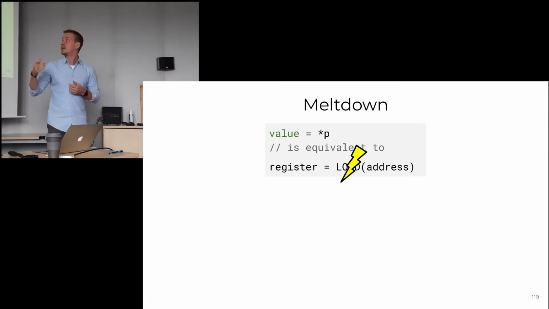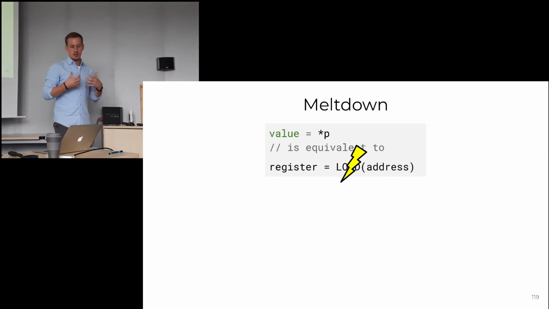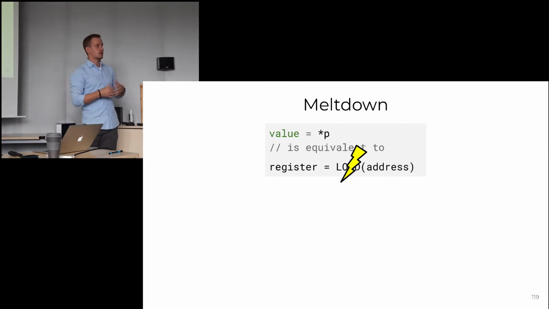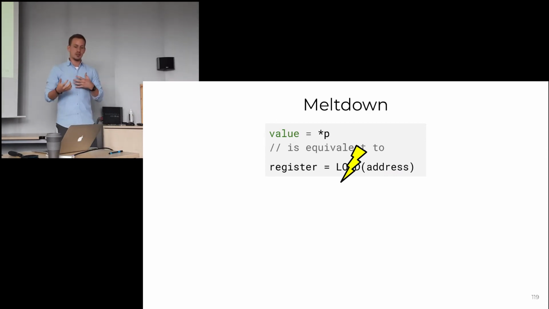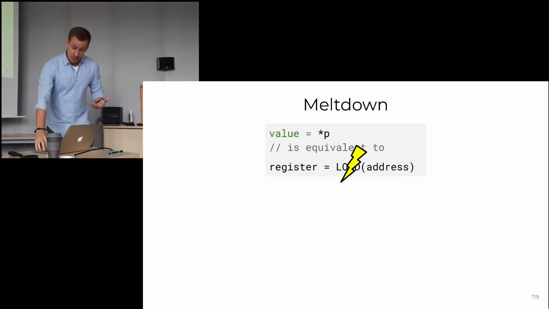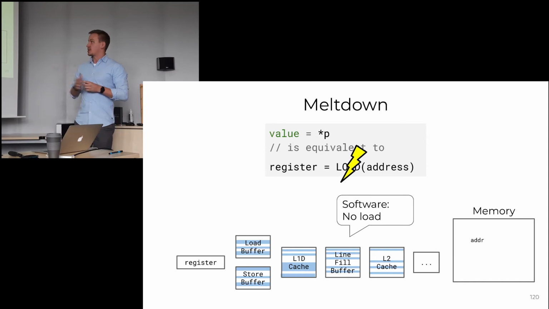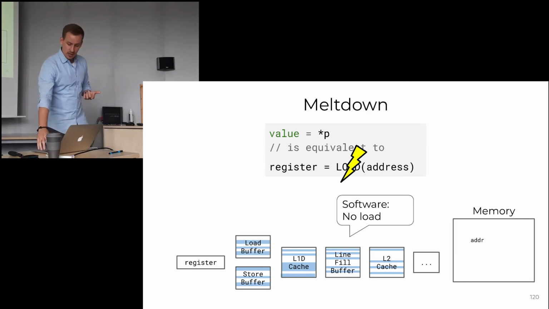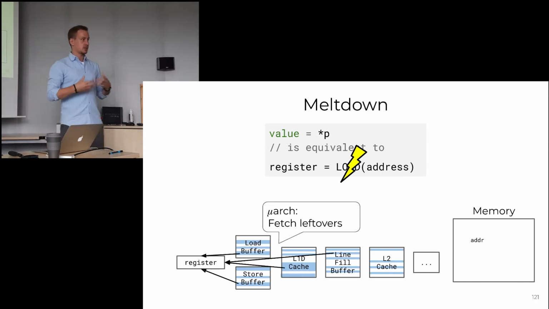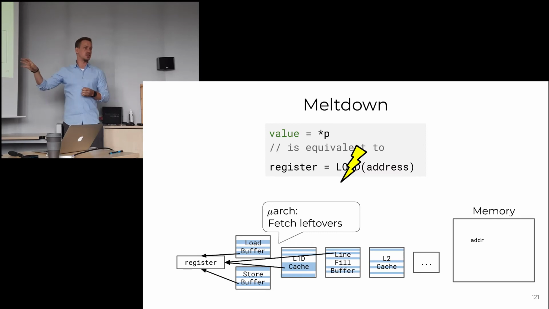With Meltdown, when this load faults, so for example, we have a page fault, this load is trying to access an invalid address or an address to which it doesn't have access. So, for example, from user space, it tries to access kernel memory. Again, from the software perspective, nothing is supposed to happen. We just have a fault and no memory access should happen. But Intel CPUs have such an optimization which enables Meltdown. This optimization, at a fault, will read some leftover data stored in these buffers.